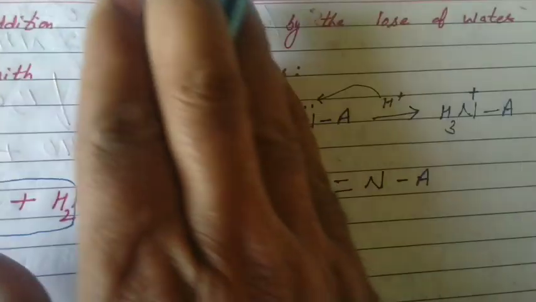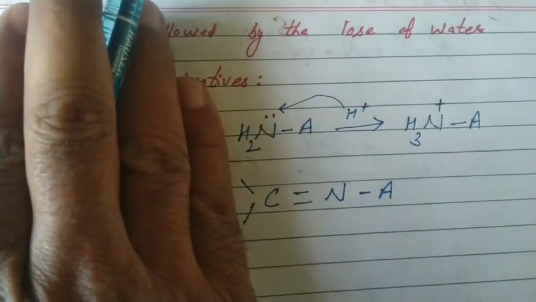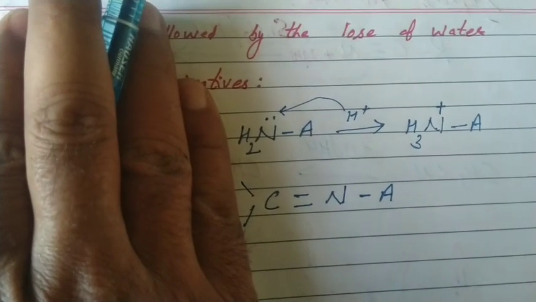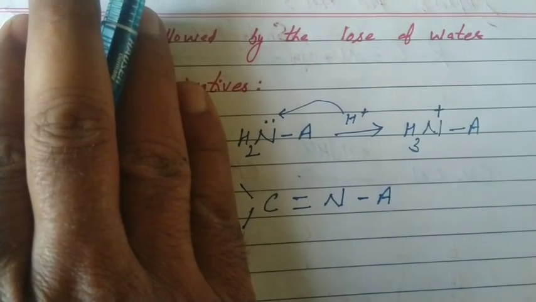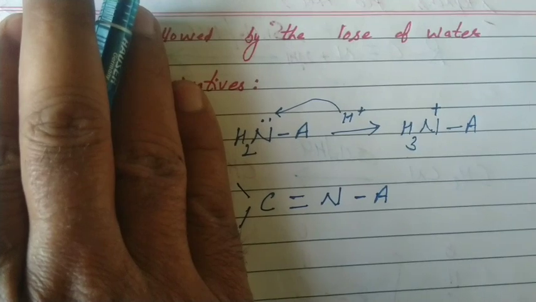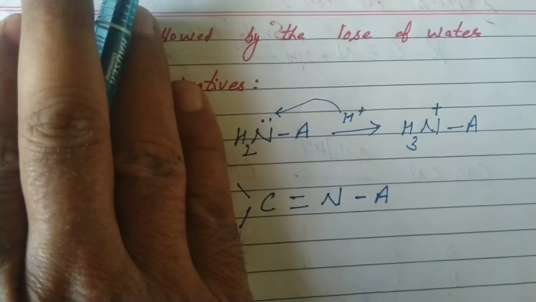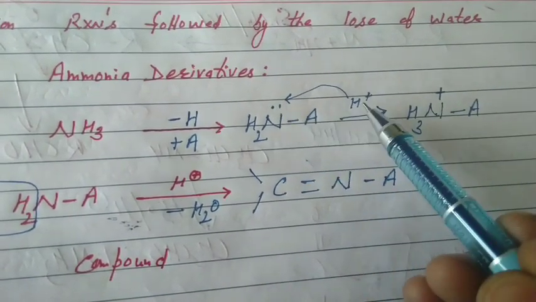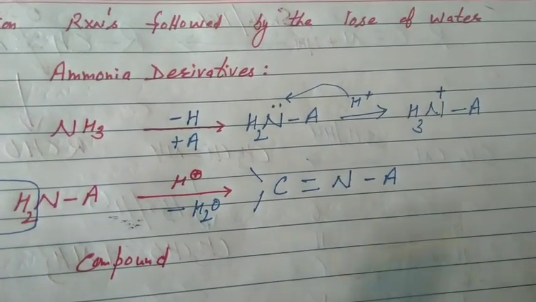Because in strongly acidic medium, that's the answer, the nitrogen atom of ammonia derivatives gets protonated and it becomes a weak nucleophile. Please do this question in your notebook. Why does the nucleophilic addition reaction of ammonia derivatives take place in weakly acidic medium? In strongly acidic medium, the nitrogen atom of ammonia derivatives gets protonated and it becomes a weak nucleophile.